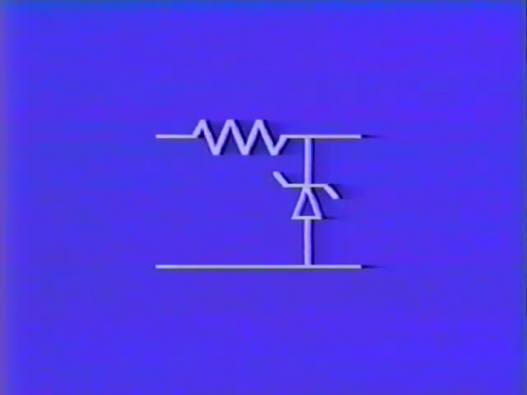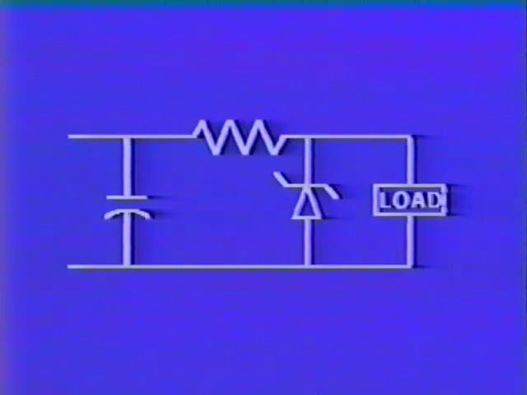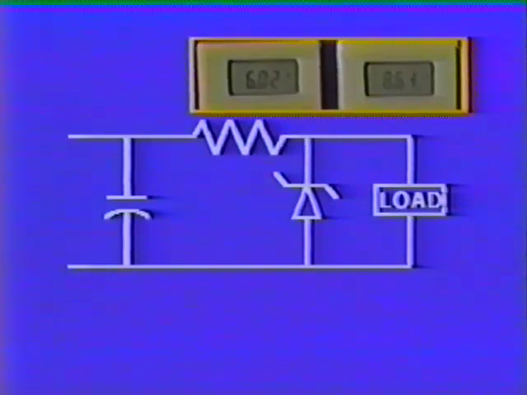Here is a simple regulator consisting of a Zener connected in series with a resistor. The output of the filter is applied to the resistor, and the load is connected to the output of the regulator, which is across the Zener. Watch as the voltage applied to the regulator is increased. The output voltage measured across the Zener remains constant, but the voltage across the series resistor increases.